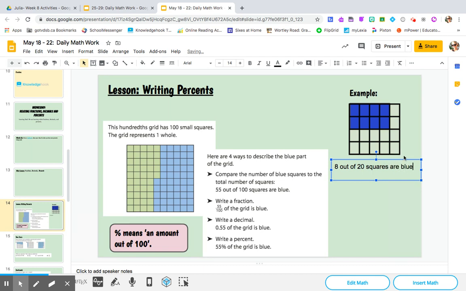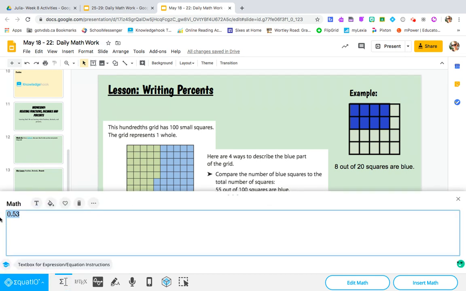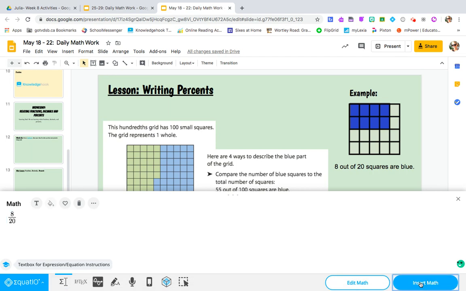Now the second way is to write that as a fraction. So let's go in here to write my fractions with Equatio. 8 over 20 are blue. Let's insert that math. But then let's talk about what we did last day to help us out here. 8 out of 20 is not the most helpful fraction to use for this. We would like to be able to express it as a fraction out of 10 or out of 100. So let's do both of those so we have them both handy.